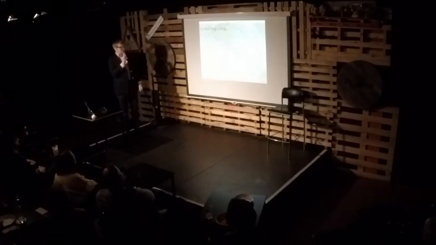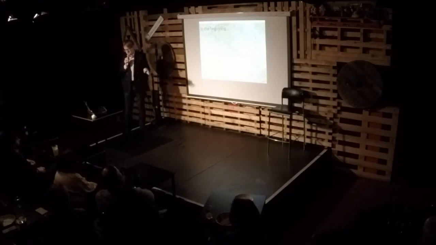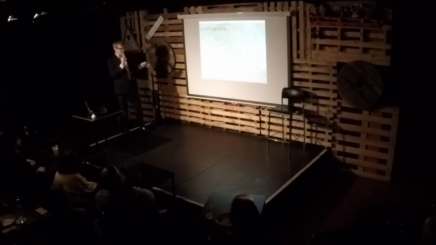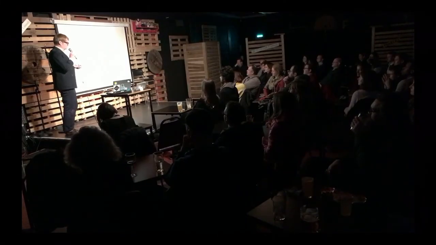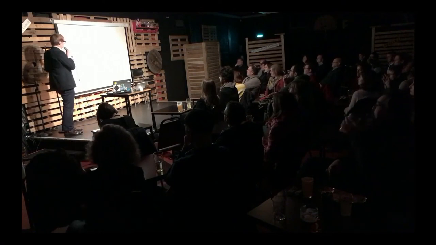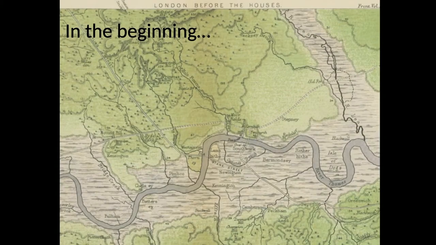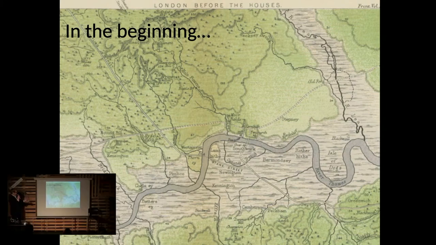Good, let's crack on. Before we actually look at boundary markers, I think I need to teach you a bit about the history of local government. One of my favorite maps of London is this one, London Before the Houses. Just fields, rivers, mountains. This was before the Anglo-Saxons came over here, talking about boundary markers.